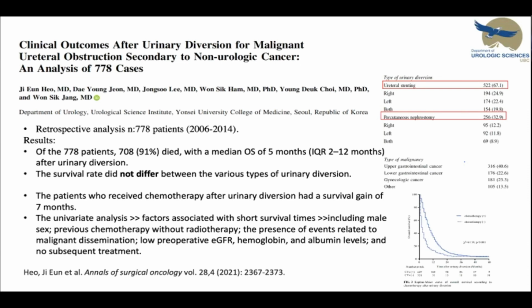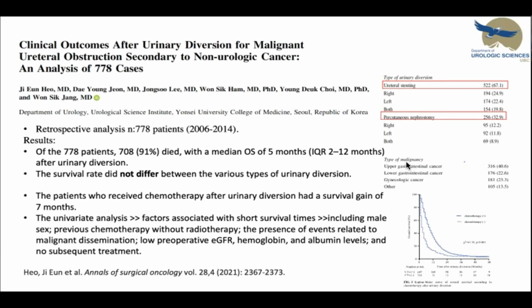They did a univariate analysis to assess factors associated with the short survival time, and they found that male sex, previous chemotherapy without radiotherapy, the presence of events related to malignant dissemination, low preoperative GFR, hemoglobin, and albumin levels, and no subsequent treatments are all associated with short survival times.